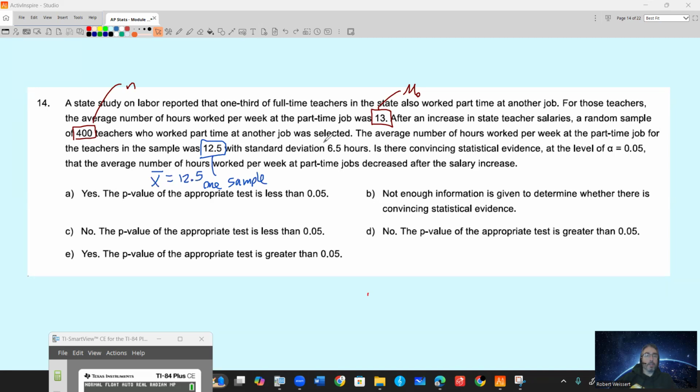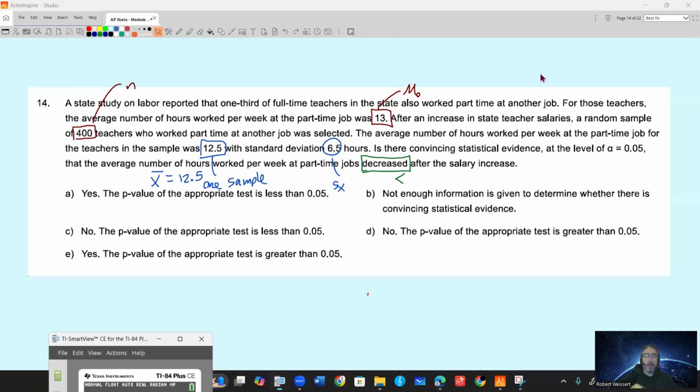This 13 was kind of like your default, what we're trying to compare it to. And then it's got a standard deviation of 6.5. So s of x is 6.5. Is there convincing evidence that the average number of hours worked per week at part-time jobs decreased? So that's going to be less than. So now we can actually set this up and we're going to run the test right in our calculator.